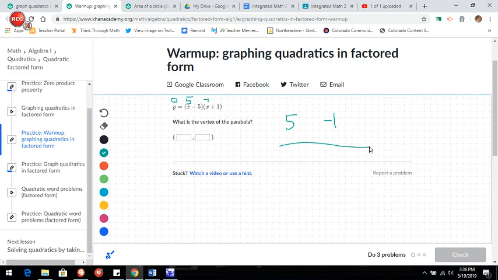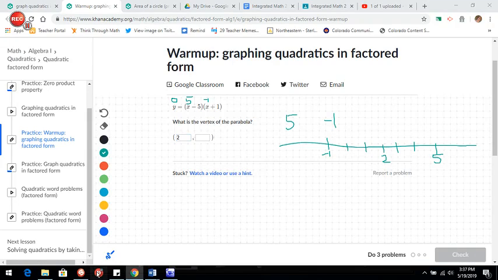Now if I look at a number line, that's 0, 1, 2, 3, 4, 5. What is in the middle of -1 and +5? So you can see this point would be in the middle, and that would be 2. So then my vertex is going to be at 2, and to get the y coordinate, I'm just going to plug in 2 into the value of x.